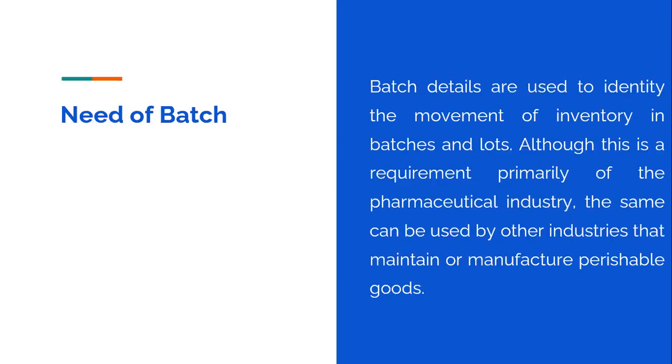Now, what is the need of batch? Why should we use this batch, in which sector can we use this, or what are the facilities we will get if we use these features? See, batch details are used to identify the movement of inventories in a batch number mode, or you can say the lot number mode also. It's required primarily in the pharmaceutical industries. In pharmaceutical industry, we maintain batch number for the expiry detail. But apart from pharmaceutical industries, there are many other industries who can use these batch numbers, who are dealing with peripheral goods.